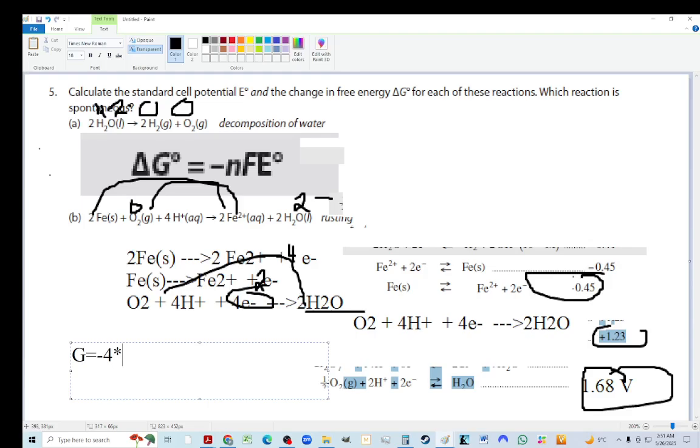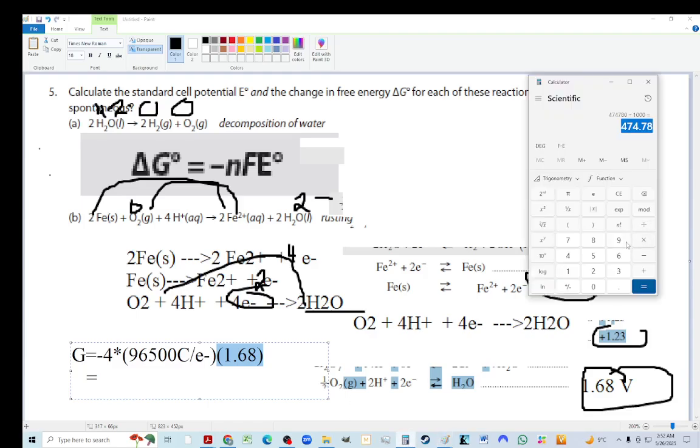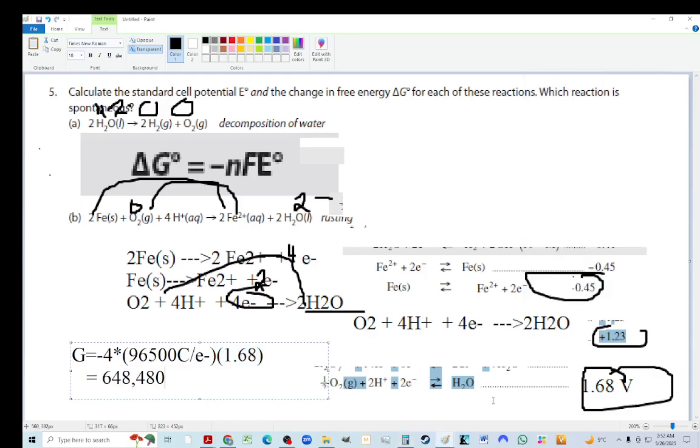It's negative 4 times the 96,500 coulombs per electron. The electrons cancel out. Multiply by the voltage, and you get joules. It's going to come out positive because that's a negative and that's a positive, which further confirms that it's a spontaneous reaction. But you have to convert to kilojoules. So you take that and divide it by 1,000. And then you'd look up, but there's no real units. So we just go with that.